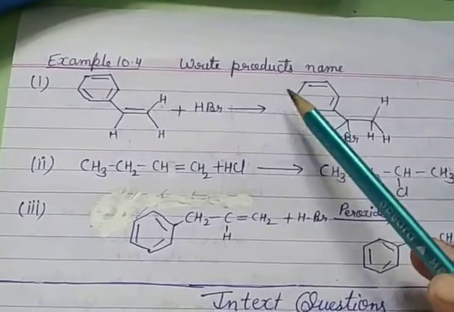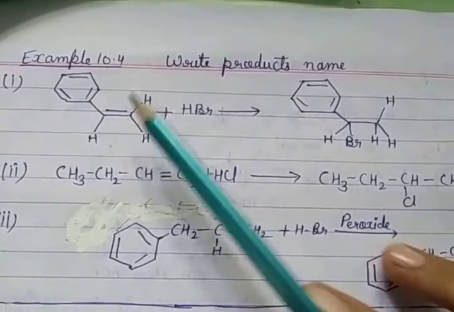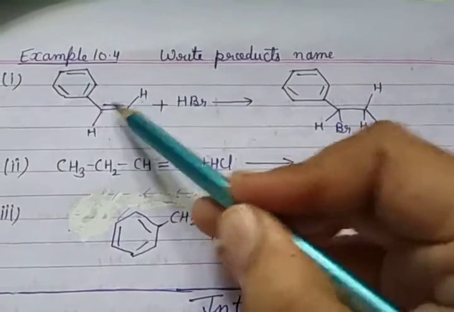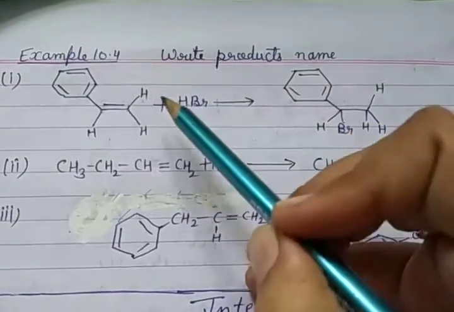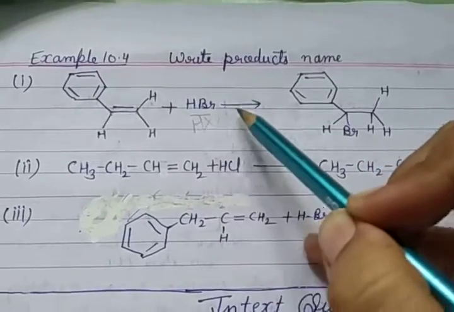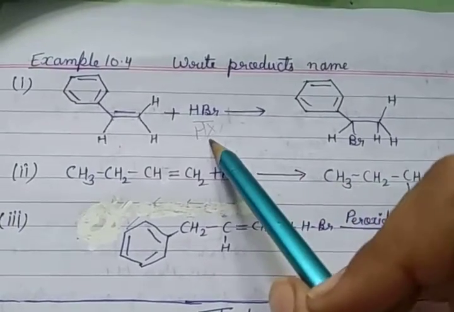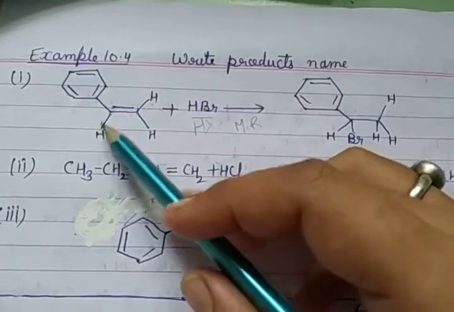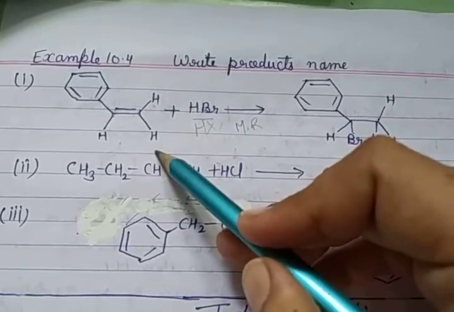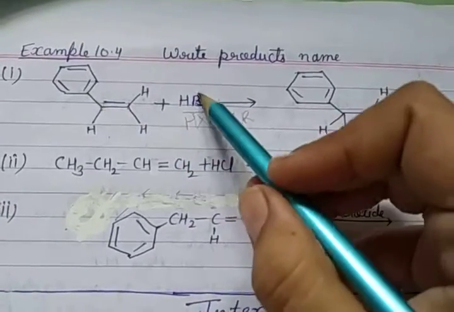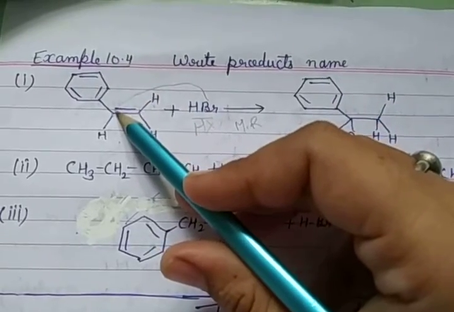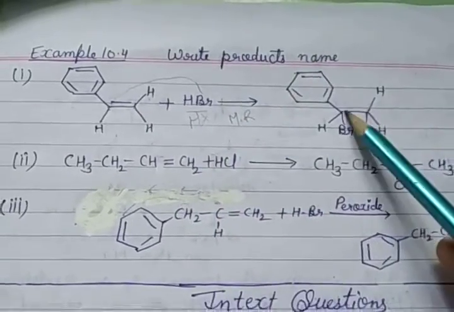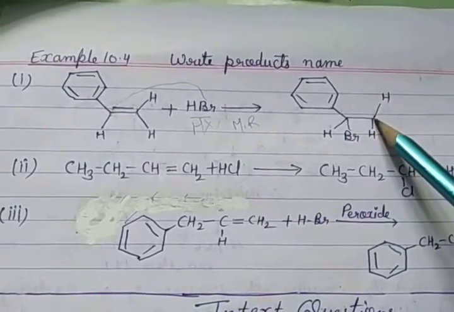Example 10.4: write the product name. Here the structure is given with HBr. First you see this double bond carbon, and HBr, HX. Without catalyst, this follows the Markovnikov rule. Br attaches to the carbon with fewer hydrogen atoms: one carbon has only one hydrogen and the other has two hydrogens. So the double bond breaks, Br attaches at this position and hydrogen attaches at the other.